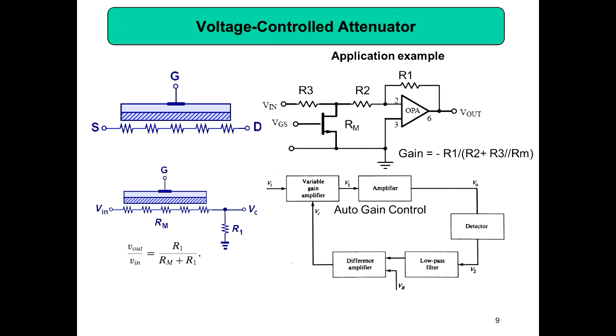Auto gain control is used in your mobile phone. This same thing they have used in your mobile phone. What they have done is, when you have your mobile phone, you have your amplifier and the antenna. From the antenna, the signal is received. It will go to a low noise amplifier, then filter, mixer, and so on.